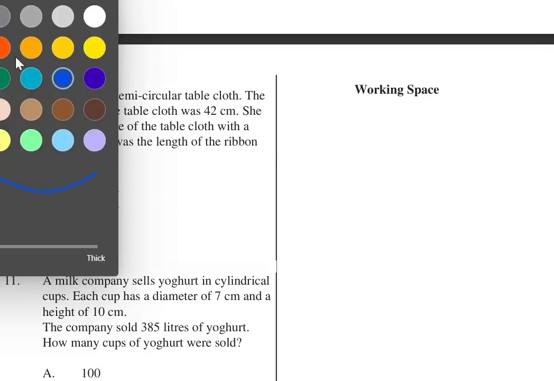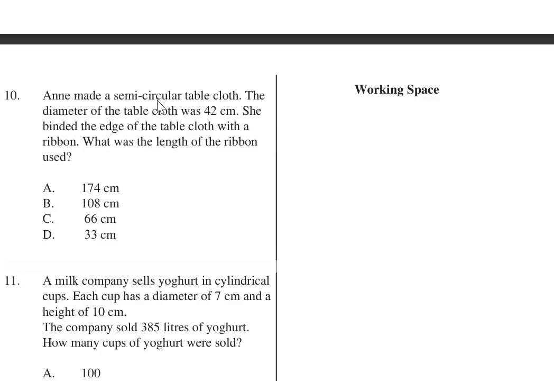Anne made a semicircular tablecloth. The diameter of the tablecloth was 42 centimeters. She binded the edge of the tablecloth with a ribbon. What was the length of the ribbon used? So semicircular cloth, I'm going to draw here a sketch. So in semicircle, in other terms, it is a semicircle. So in nusu circle.